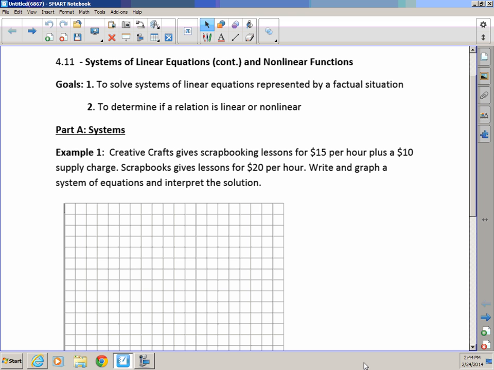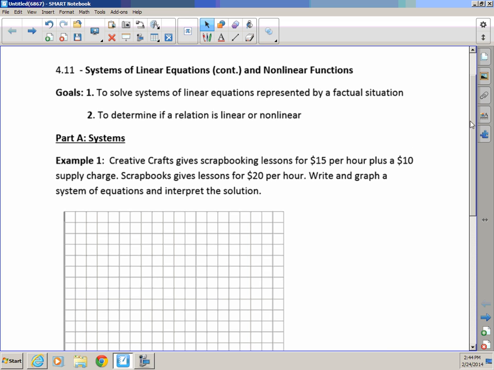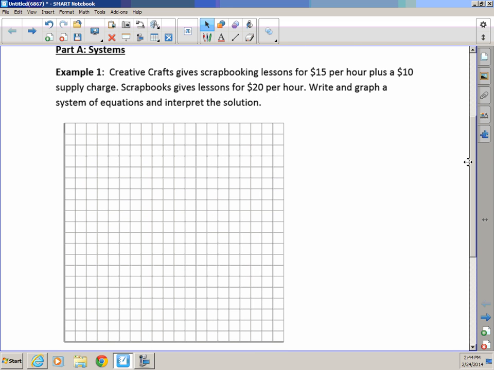Today's lesson has two objectives. The first objective is to build on what we previously learned with systems of linear equations and apply it to an actual fact pattern. And then we want to differentiate or distinguish between linear and nonlinear equations. So taking a look at example 1.